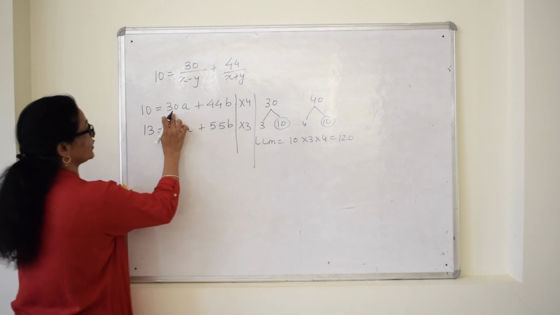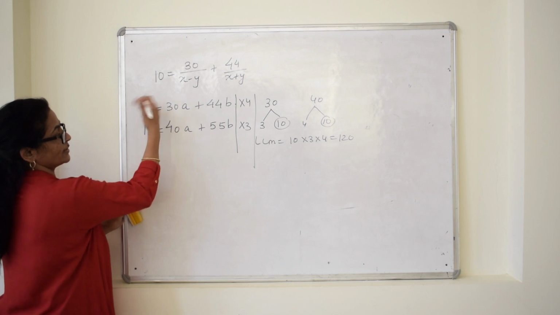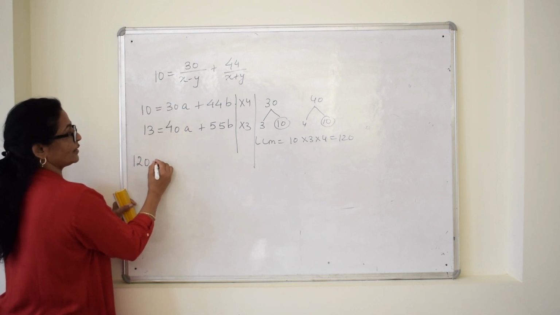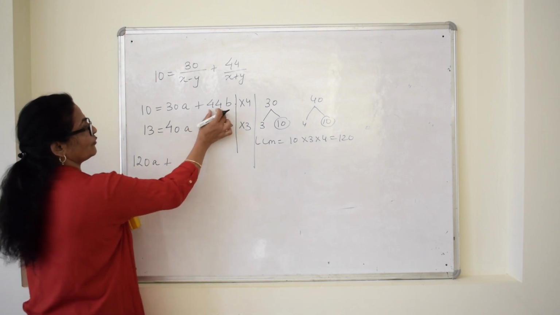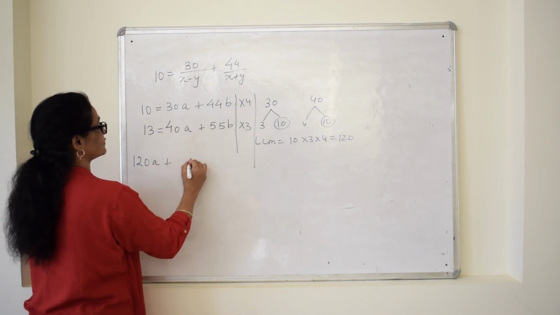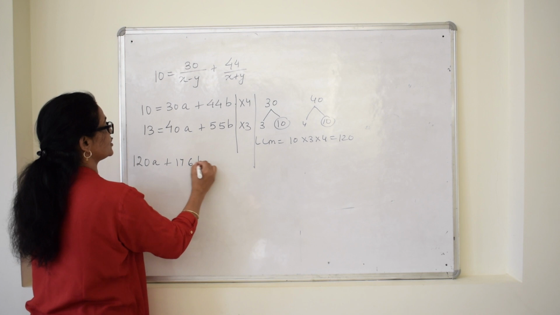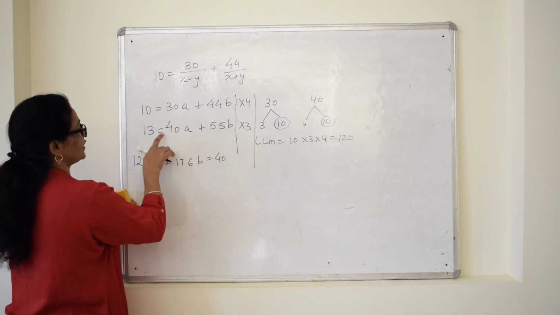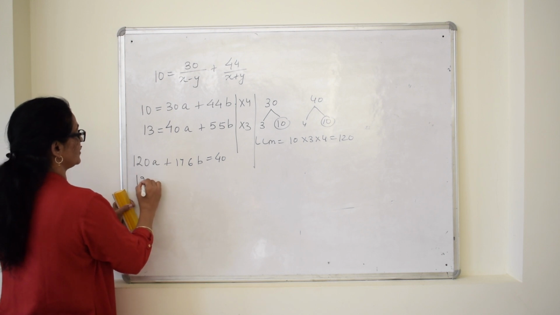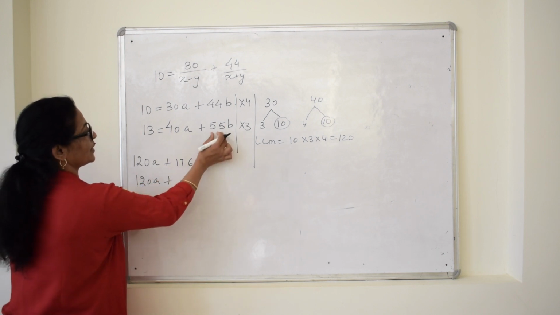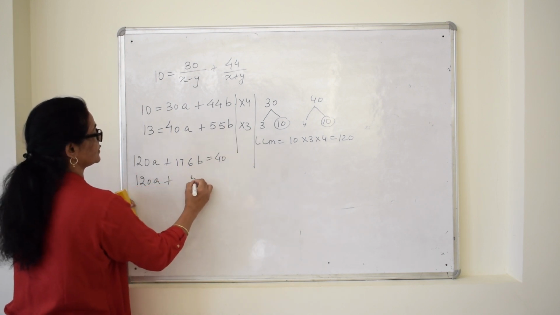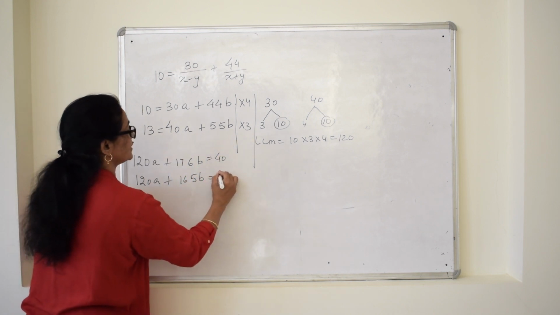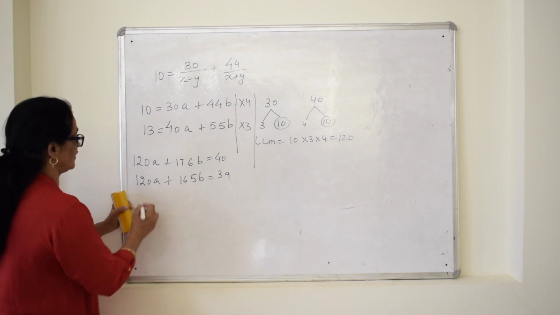So ultimately your equations, I am just writing it on the left hand side to make it easier. This is 120a plus 44 into 4, 176b, is equal to 40. This 3 into 40 will be 120a plus 55 into 3, 165b, is equal to 13 threes are 39.